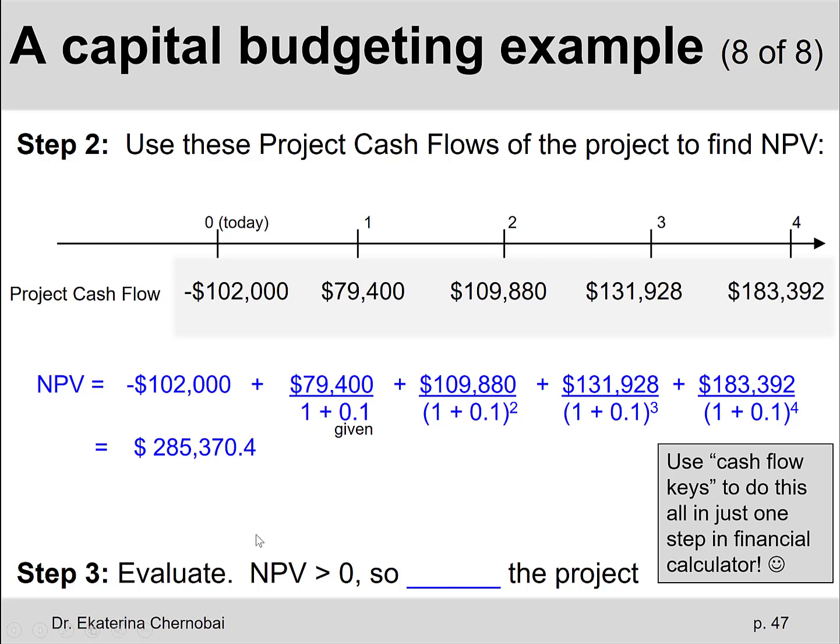Now, last step, evaluate. Well, because the net present value is above $0, the project should be accepted. It's a good project. What we get back in the future, over the future 4 years, years 1, 2, 3, and 4, is greater than $102,000 that would be invested today. So the money that would go in is less than the money that would come back to us, which makes it a great project.